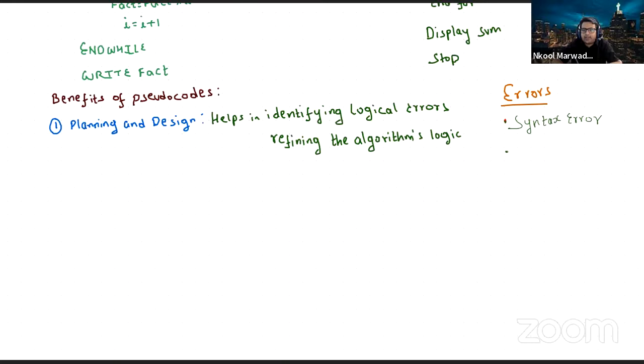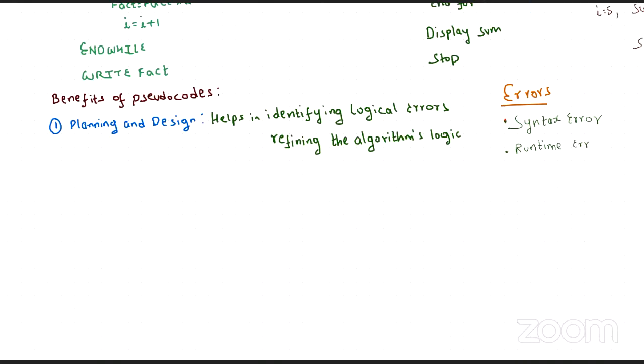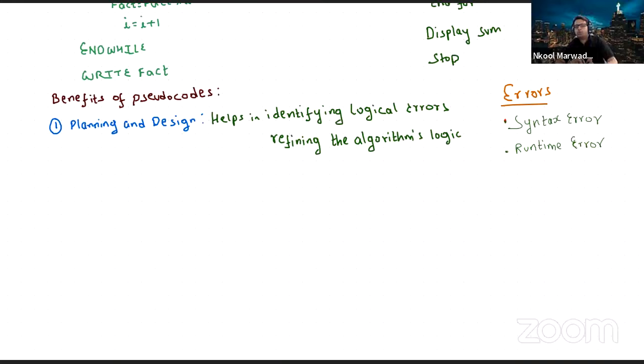And then we have runtime error. What is a runtime error? So runtime error is when your program is not having any syntax error. It is perfect, and it is not having any logical error either. But sometimes when I run it, it does not run.